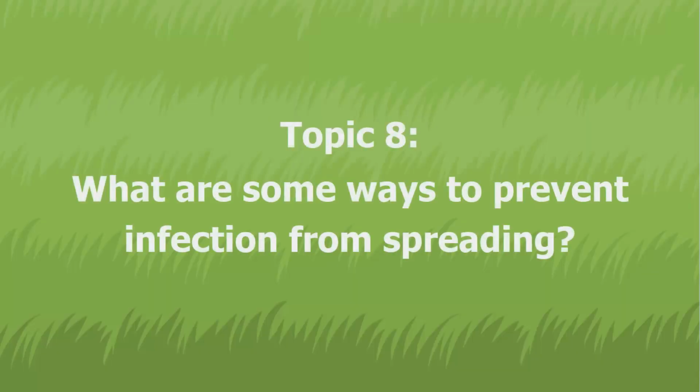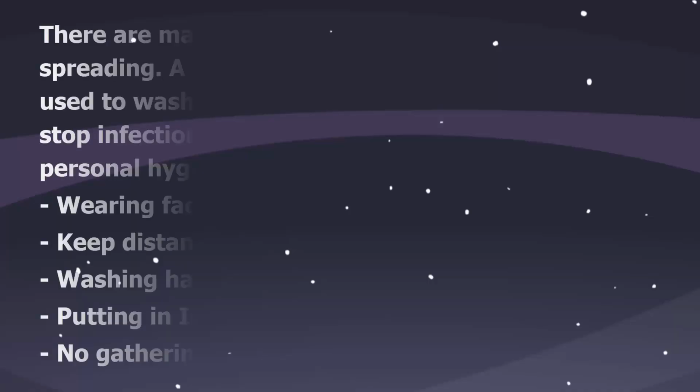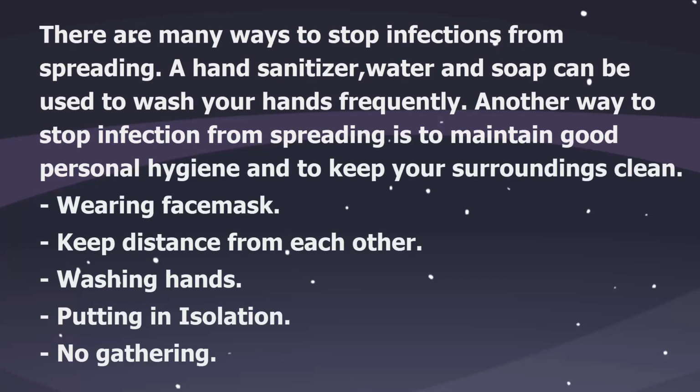Topic 8. What are some ways to prevent infection from spreading? There are many ways to stop infections from spreading. A hand sanitizer, water, and soap can be used to wash your hands frequently. Another way to stop infection from spreading is to maintain good personal hygiene and to keep your surroundings clean.